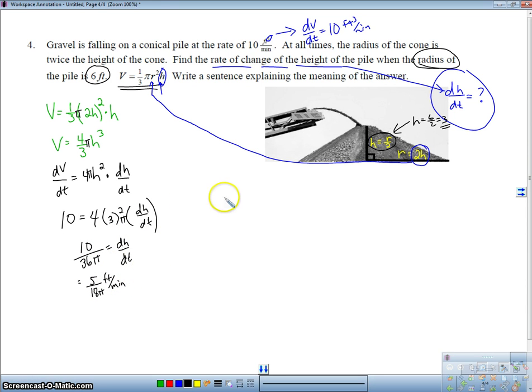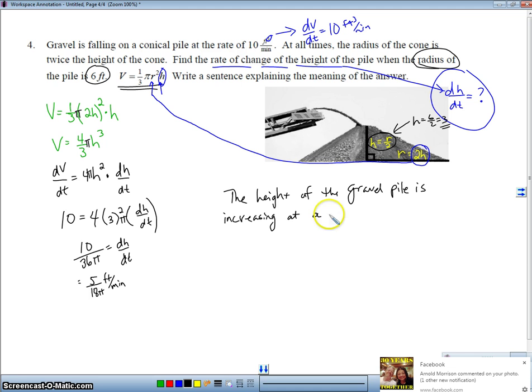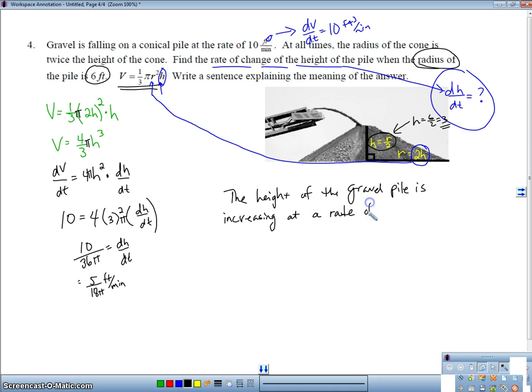Okay, so I'm going to write this as a sentence. The height of the gravel pile is increasing at a rate of 5 over 18 pi feet per minute. All right, so there we go.